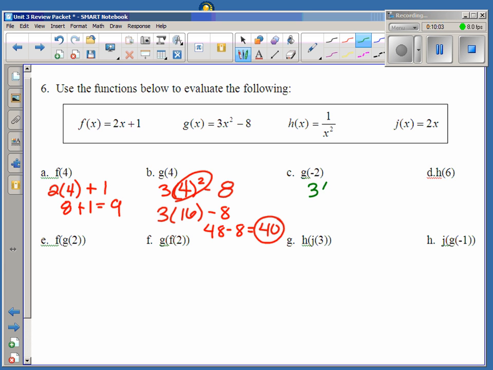Okay, I'm replacing x with negative 2. Now, please don't rely on your calculator to do this. A negative number squared is always a positive. So you get 3 times 4 minus 8. 12 minus 8 gives me an answer of 4.